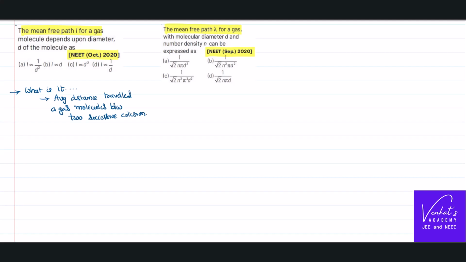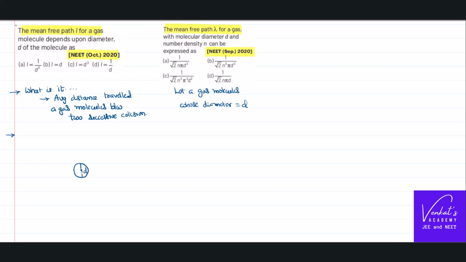So the question is, how do you calculate it? That's the question that we need to understand. To understand how we calculate it, let us consider a gas molecule like this. This is a gas molecule whose diameter is d. D is the diameter, right? So let us consider a gas molecule whose diameter is d.